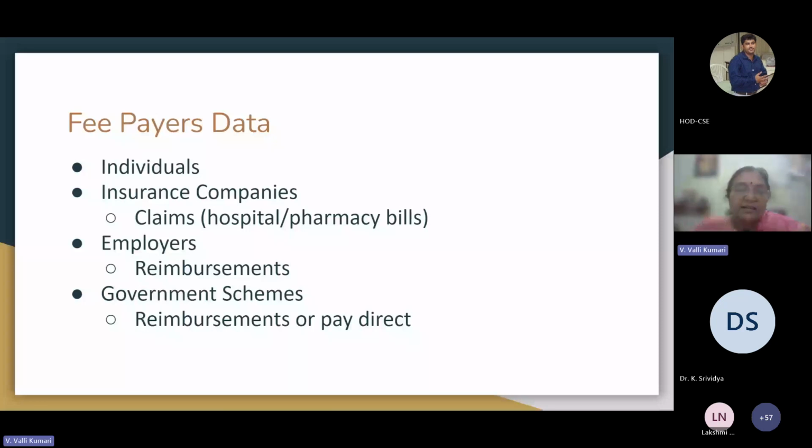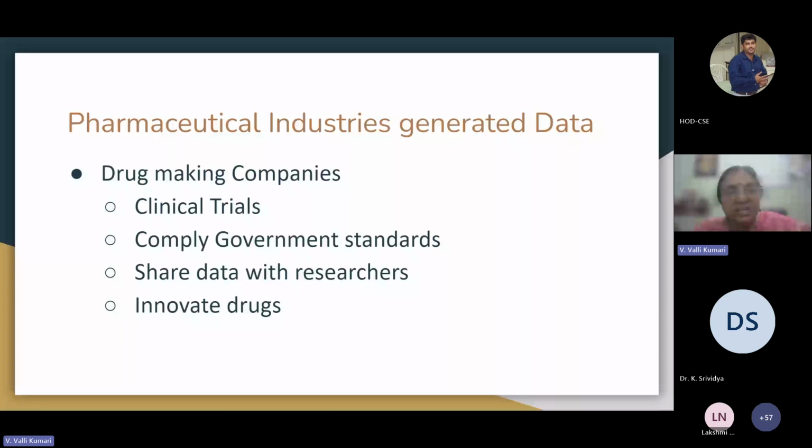And then pharmaceutical industries generate a lot of data, like the drug manufacturing companies. They have a lot of clinical trials, come out with some formulae. They then test on certain people. And they also have to comply with government standards, and they also share data with the researchers, and the researchers innovate some drug formulae, and these companies start making drugs. So again, here a lot of data is generated.